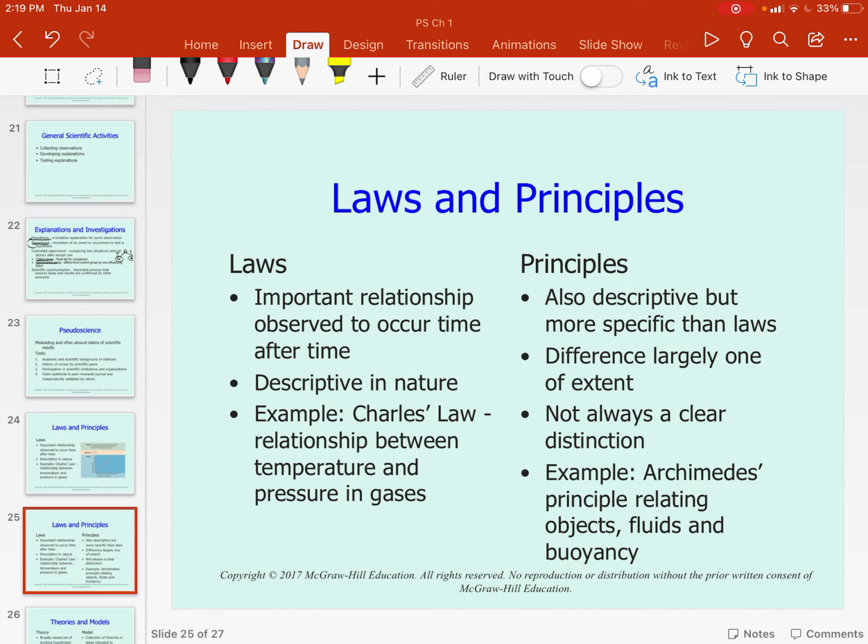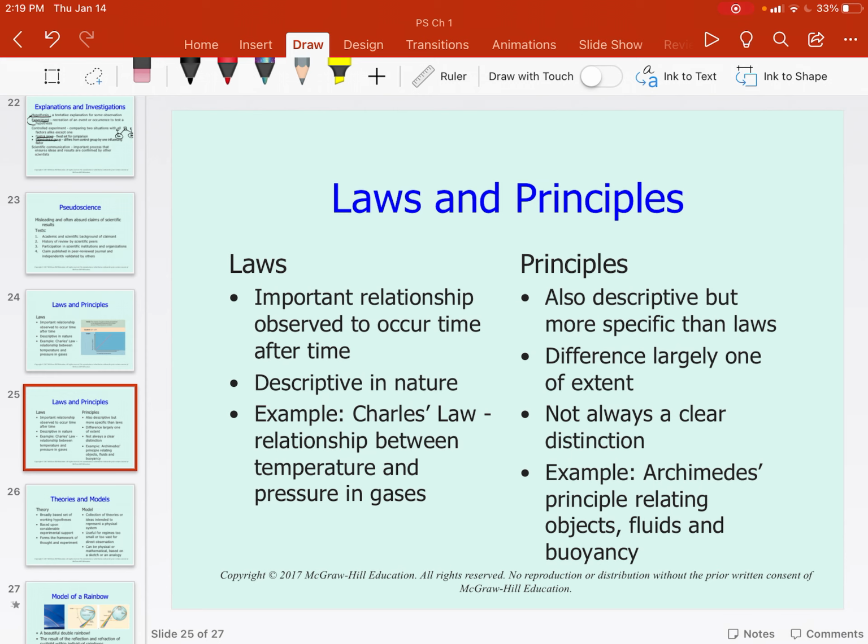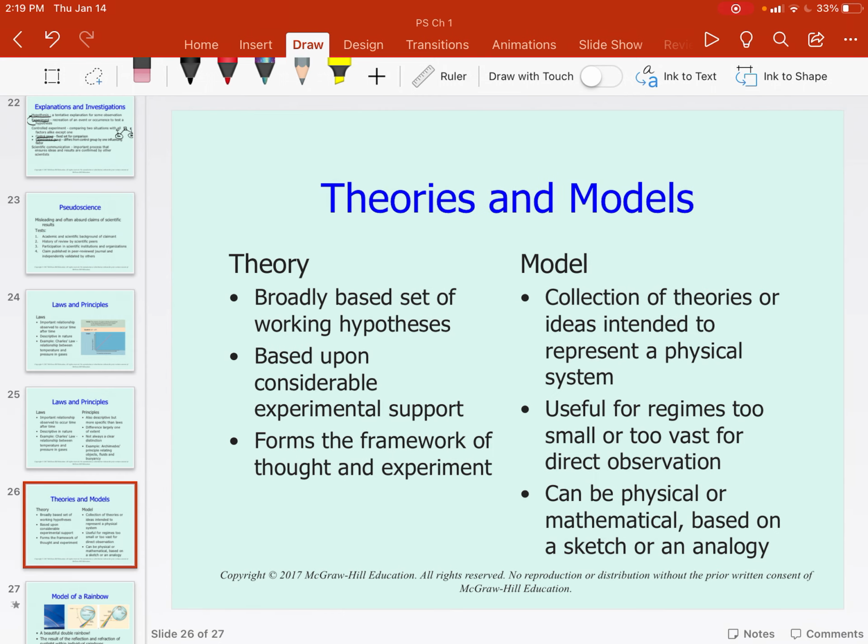A law is kind of like, another example that I give is that every time you put a glass of water in a freezer, what happens? Well, it freezes. Well, why? Well, the why actually gets into the theory part, but the law is that it happens every time.